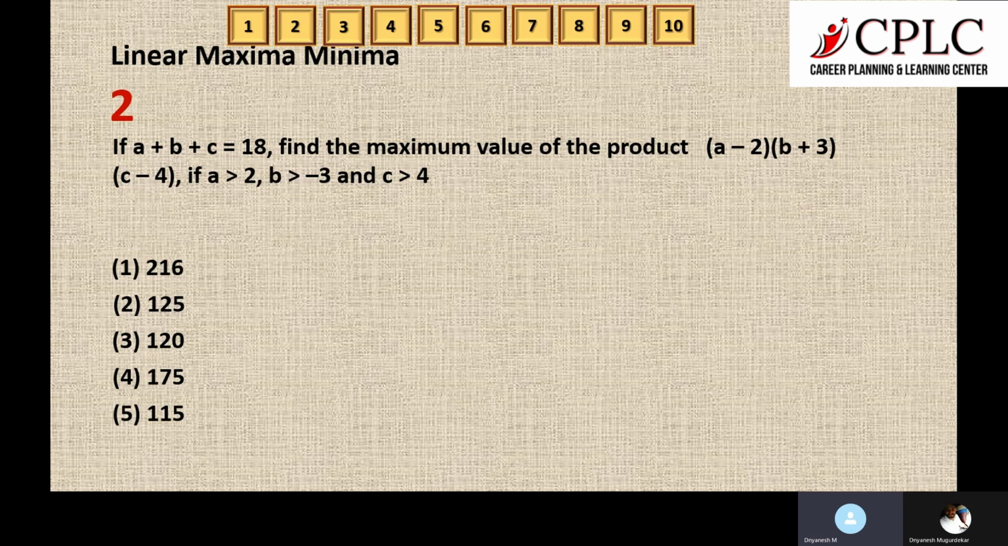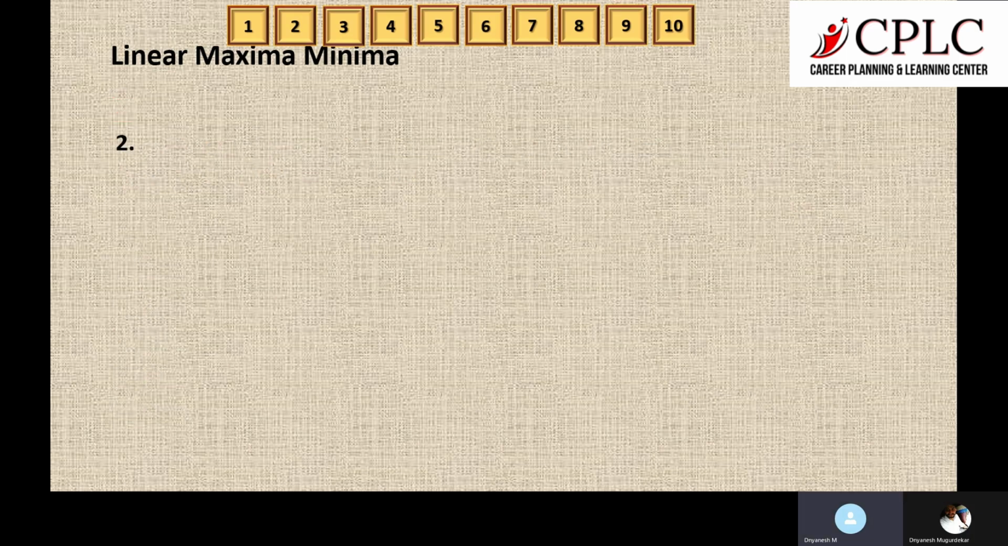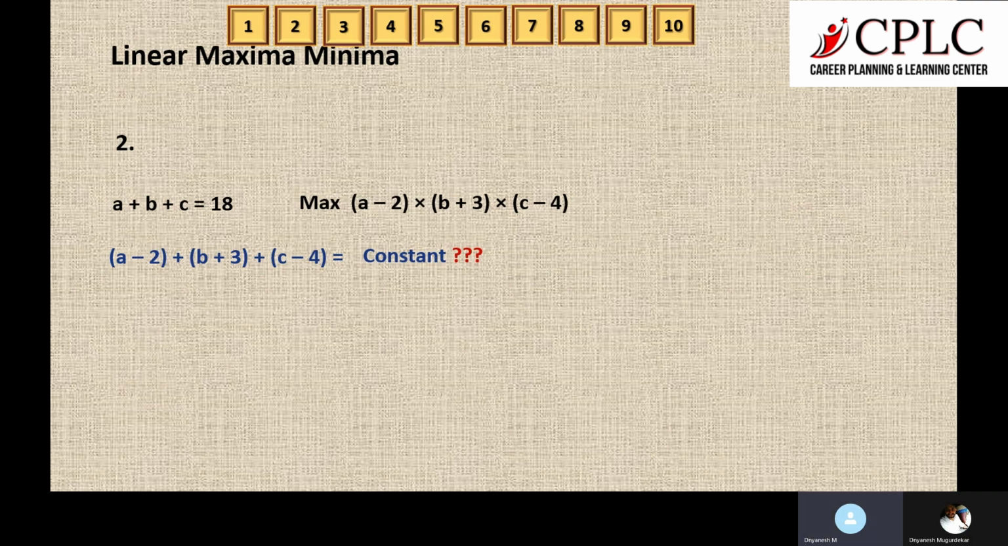We're supposed to find the maximum value of the product (a minus 2), (b plus 3) and (c minus 4). So we'll first have to make sure that the sum is constant for those numbers. Let's check that. Let's add all the numbers for which we were supposed to find the maximum product.